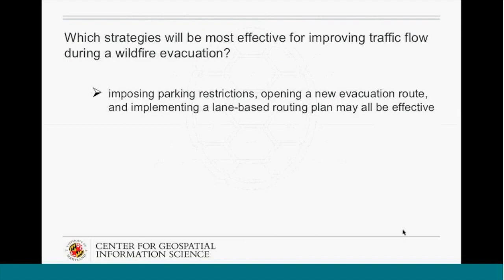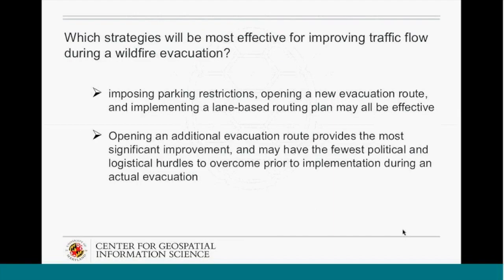So that you couldn't be parked in that area on the street during certain times of the year, maybe, or certain times of the week. Yeah. So the bottom line was imposing parking restrictions, opening a new evacuation route, or implementing a lane-based routing plan could all be effective. Opening the additional evacuation route provided the most significant improvement and might have the fewest political and logistical hurdles to overcome prior to implementation during an actual evacuation, right?